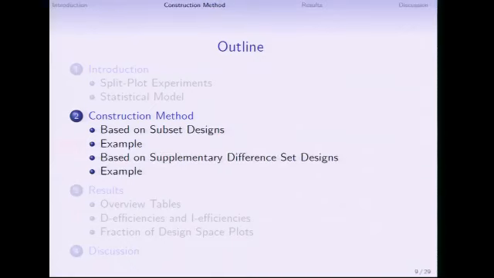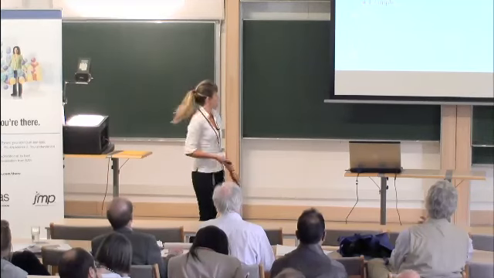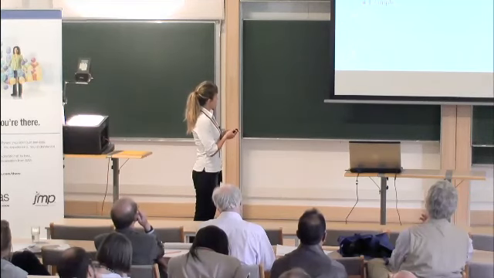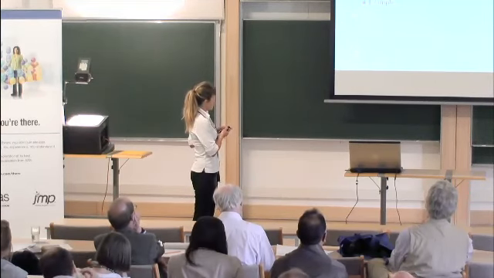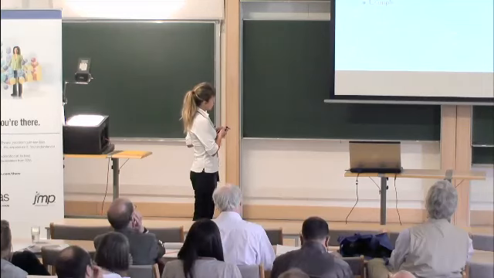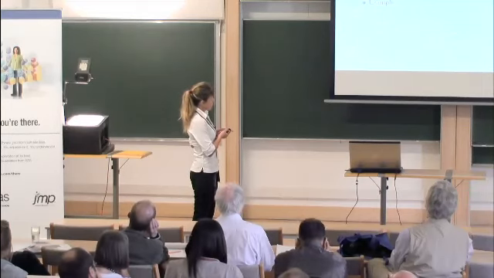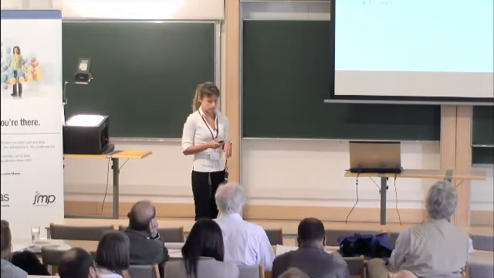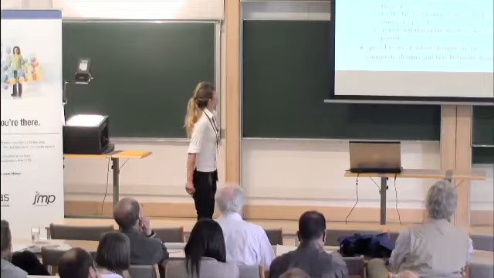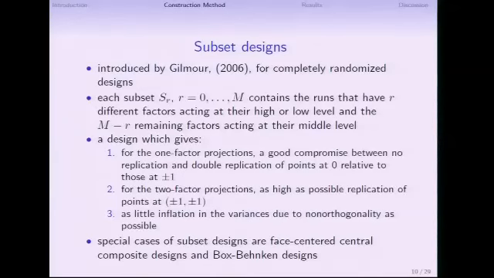So now that we know what a split plot experiment is, we can continue with the construction methods. First, we will start with the construction method that is based on subset designs, and then we will continue with the construction method that is based on supplementary difference set designs. The subset designs are designs that are used in completely randomized experiments and were introduced by Gilmour in 2006.